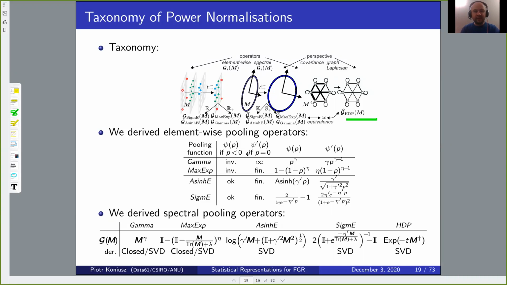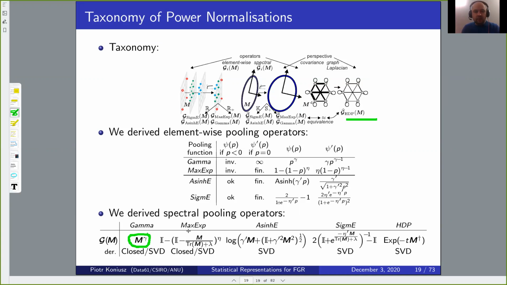So over here below, there's a list of various operators that we use, and it explains how the derivative of those operators behaves when p tends to 0, what happens for positive and negative values, and so on. And over here below, we have also a list of spectral operators. Here, this is a standard power normalization where the autocorrelation or covariance matrix is raised to the power of gamma, and it has a closed-form derivative. I believe that it requires a Sylvester equation to solve it, or one can compute it via SVD.